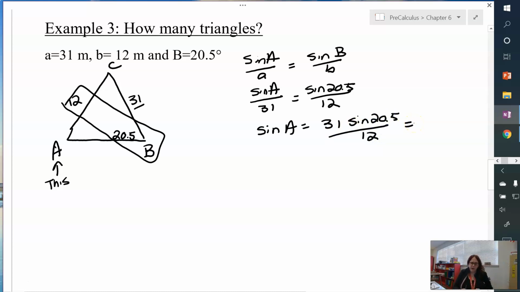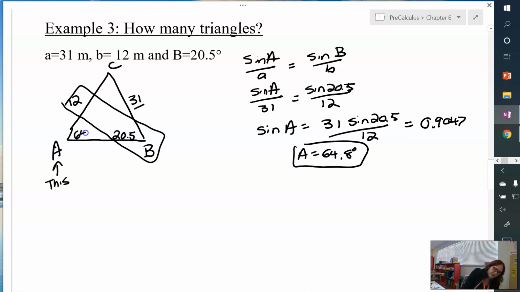So just punch that into your calculator. Punch in 31 times sine of 20.5, and then divide by 12. I got 0.9047. So that I can take the inverse sine of that one, and I get A is 64.78 degrees. Let's round that to 64.8 degrees.